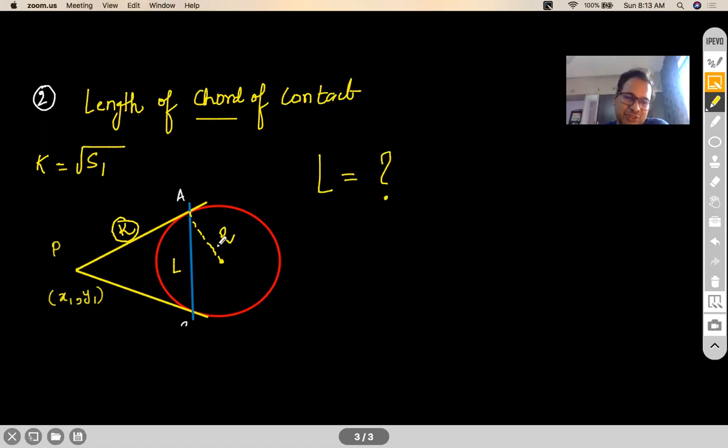If you know R, and if you know the point, you can easily get that, because you can use your Pythagoras theorem for that. In fact, Pythagoras theorem itself was used to derive this formula.